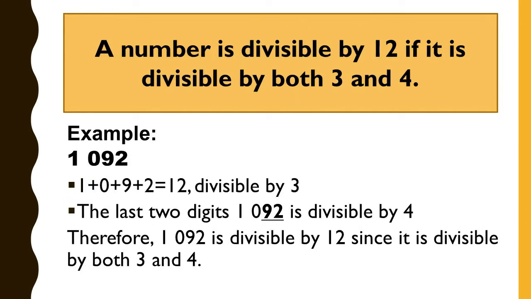A number is divisible by 12 if it is divisible by both 3 and 4. For example, 1,092. Identify if this number is divisible by both 3 and 4. 1 plus 0 plus 9 plus 2 is equal to 12. Therefore, it is divisible by 3. Look at the last two digits of this number, 92. 92 is divisible by 4. Therefore, 1,092 is divisible by 12 since it is divisible by both 3 and 4.